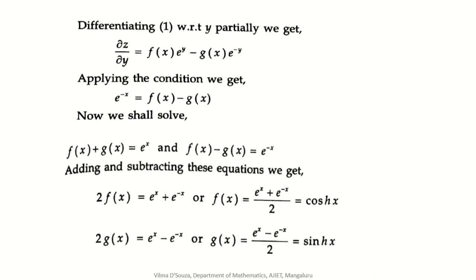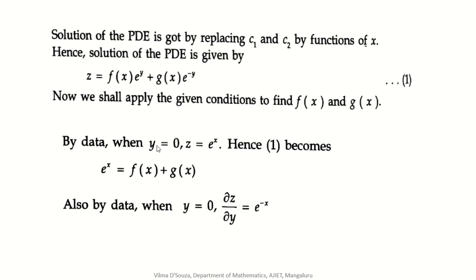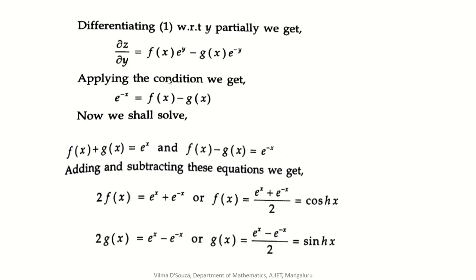Right? So I have written the differentiation here. Dou z by dou y is equal to f of x e power y minus g of x into e power minus y. Now apply the condition. When y equal to 0, z equal to e power x. So see what do you get here?